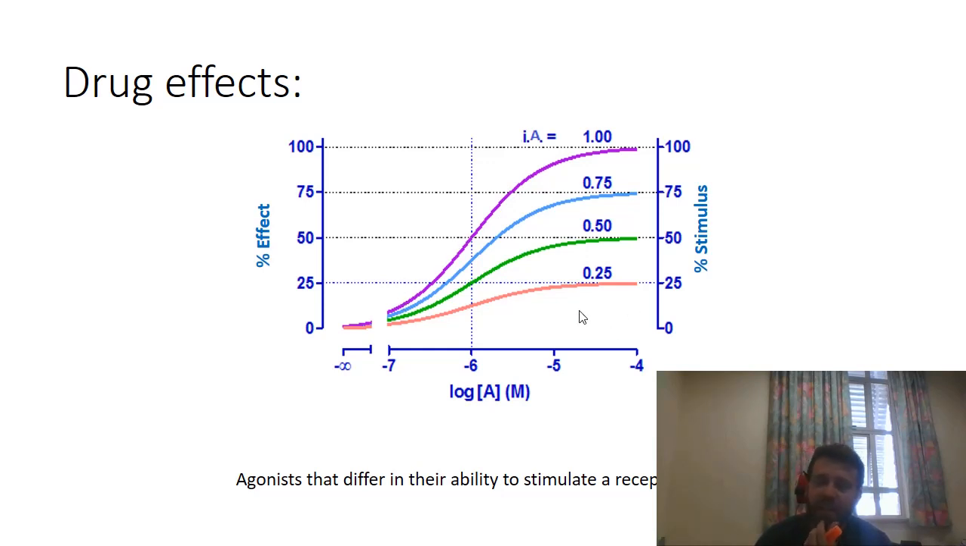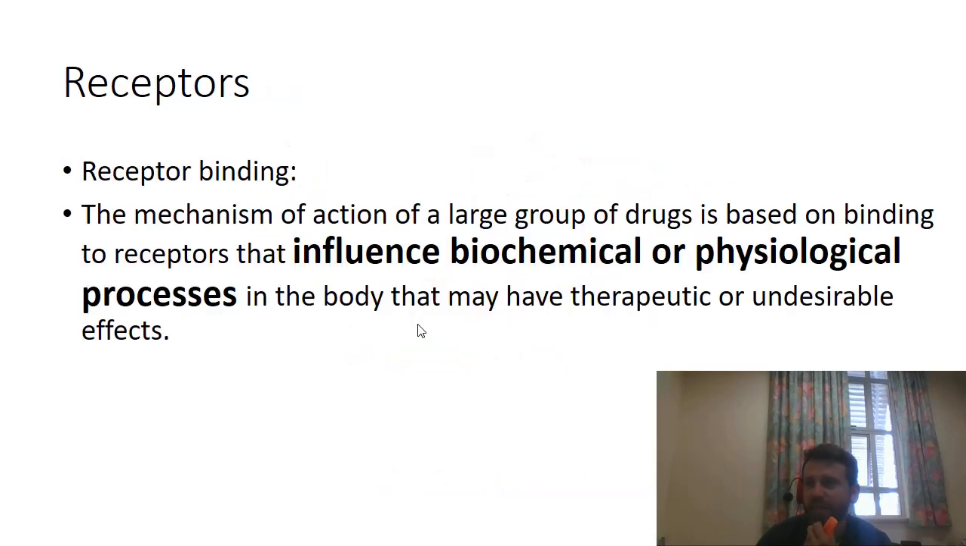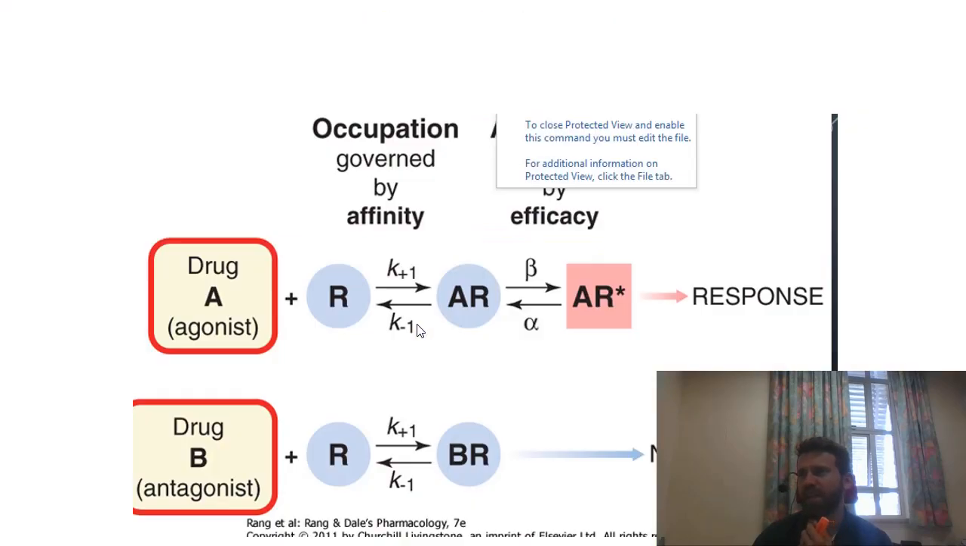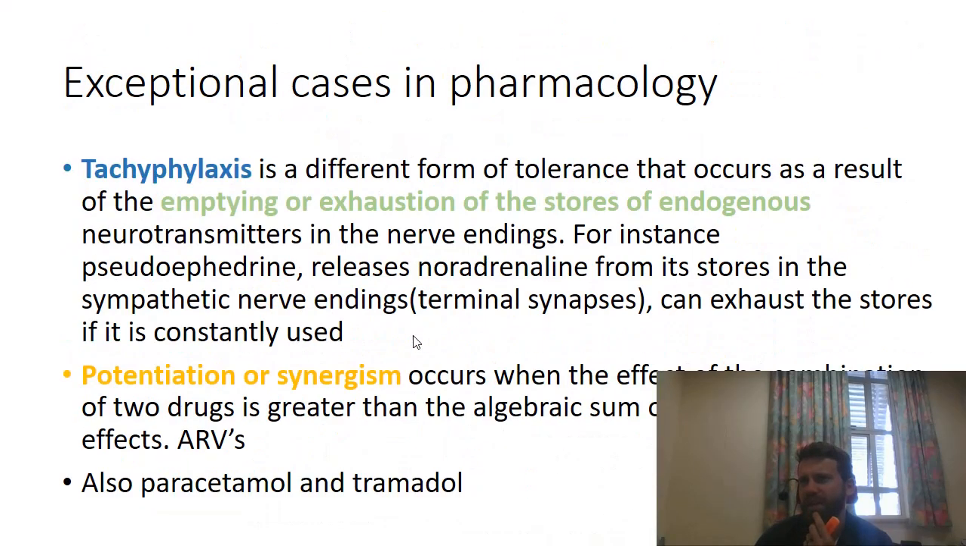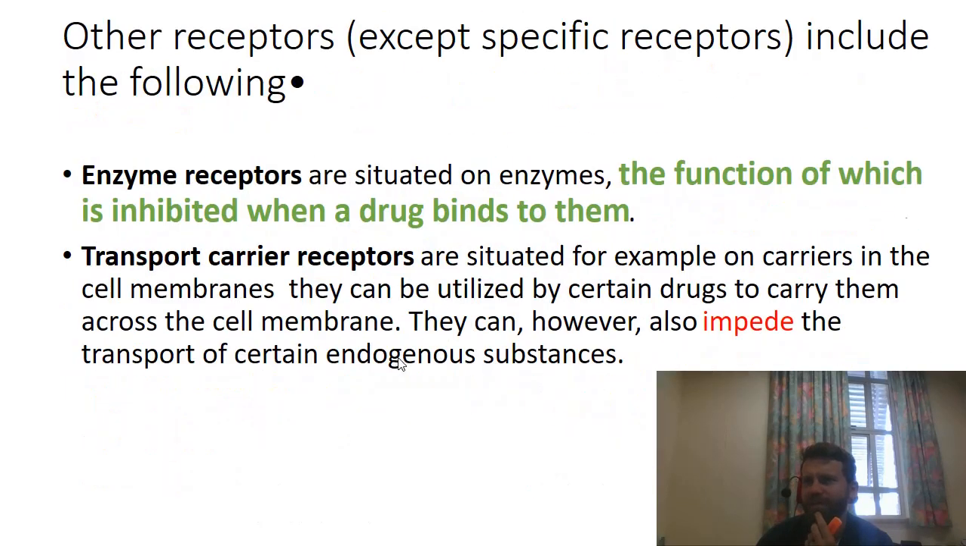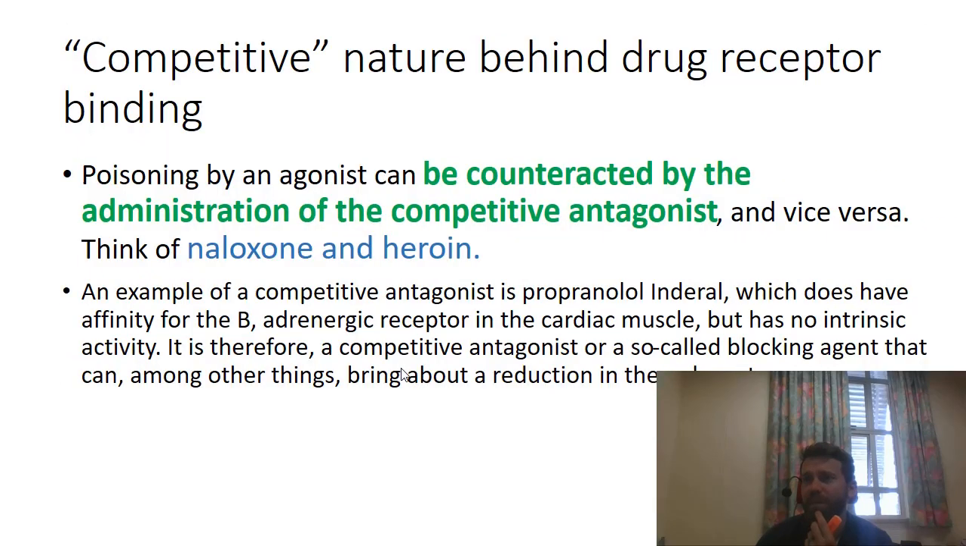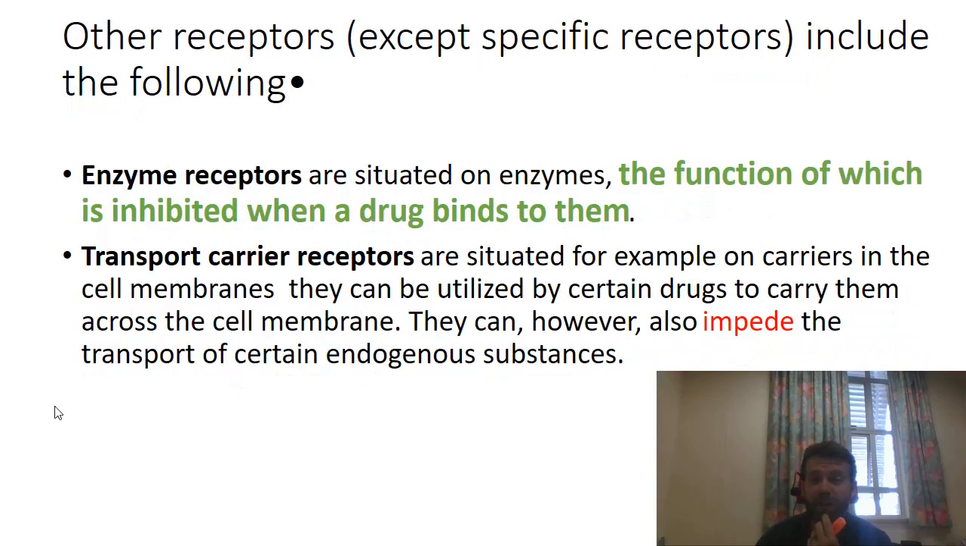Or if it had 0, it would be an antagonist. So it would bind, but it wouldn't cause any effect. 0 effect. Okay. I hope all of this is making sense. I just want to get an idea of how much is left. Oh, there's a lot left. I hope you guys are with me so far. We'll get back into this in a second.